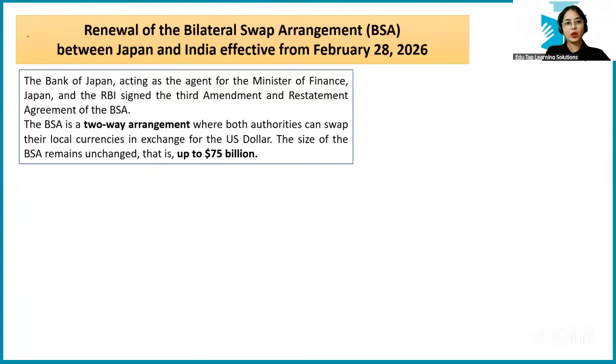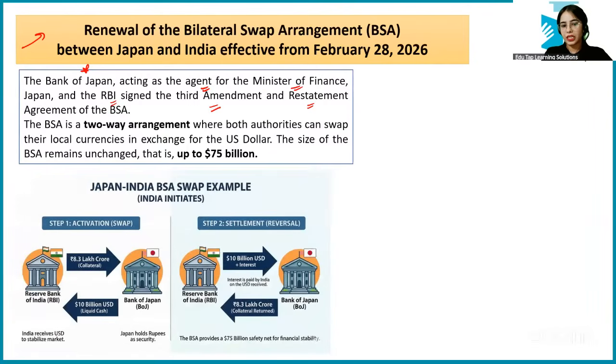So let's start now. Renewal of the bilateral swap arrangement between Japan and India. See, the Bank of Japan, acting as the agent for the Minister of Finance, Japan, and the RBI have signed the third amendment and the restatement of the agreement of the bilateral swap arrangement. What is the bilateral swap arrangement, first of all?